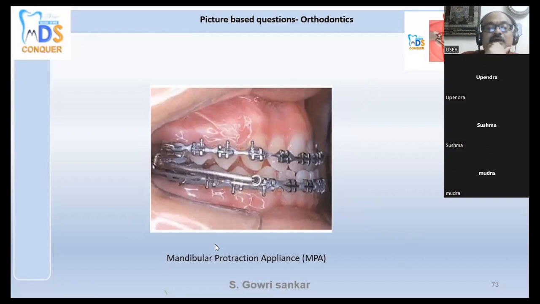Headgear is covered. It is not that much important. Headgear you can easily identify. That's the problem. They won't go deep into it. If time permits, we'll see next class. What do you want in headgear actually?